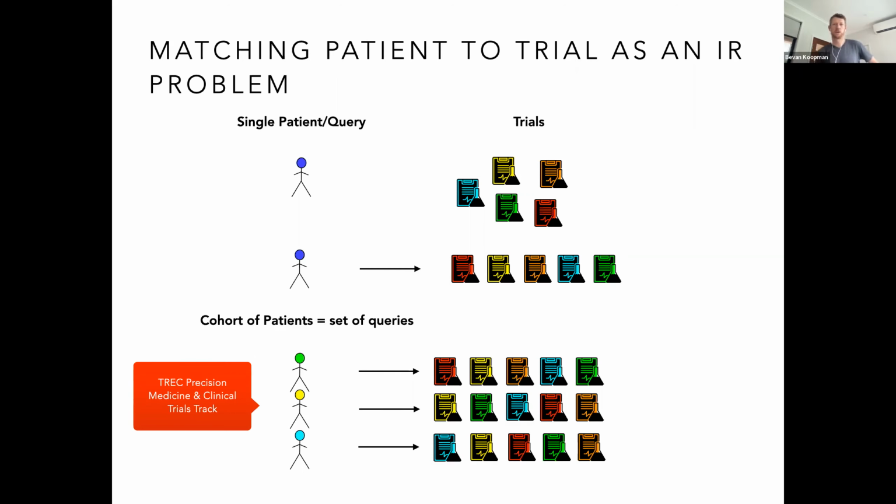But if you stop and think about it a bit more, you realize that this cohort of patients are not necessarily independent of each other. So let's say they all come from some particular breast cancer clinic. Clearly, they're going to have shared common conditions. So there's some dependency between the patients or queries. And as a result, you're likely to have trials retrieved that are common to the whole set of queries.